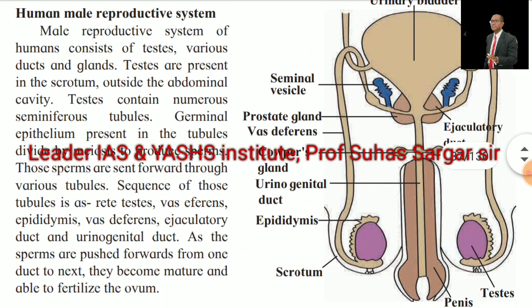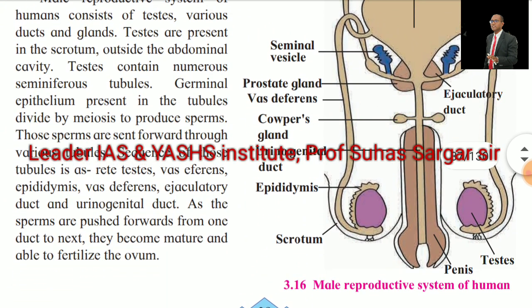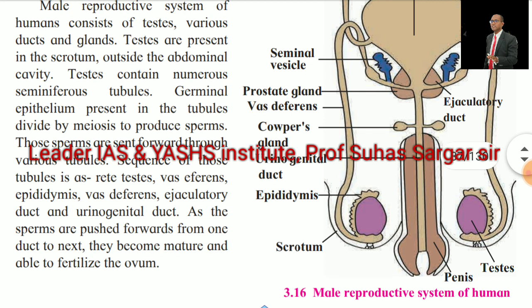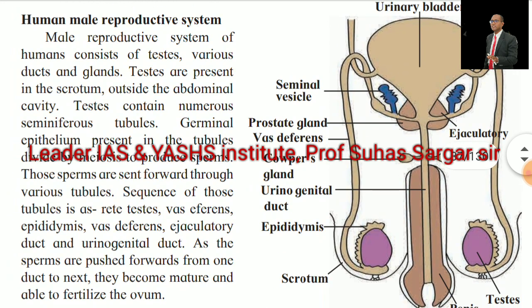Human male reproductive system. See the pictures of the male reproductive system in human. The male reproductive system of the human consists of the testes, various ducts, and glands. These are present in the scrotum outside the abdominal cavity. The testes contain numerous seminiferous tubules. The germinal epithelium present in the tubules divides by meiosis to produce the sperm. Those sperms are sent forward through various tubules.